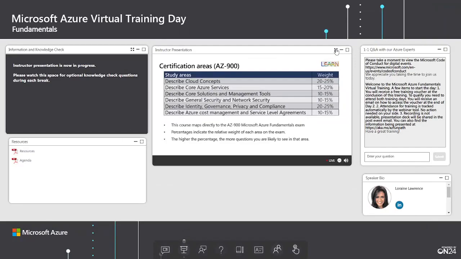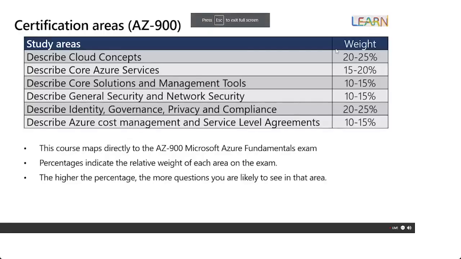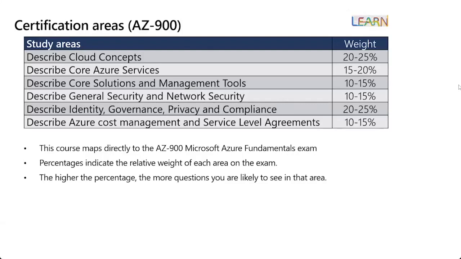If you look at the chart in front of you, the approximate weight of the subject matter is indicated on the right-hand side. The higher the percentage, the more questions you'll likely see on the exam in that area. If you're new to the cloud, I suggest you supplement this learning with a little bit more study. We have a wonderful Microsoft Learn course which maps directly to this course with extra reading materials, outside links, case scenarios, and quizzes. I highly recommend it.